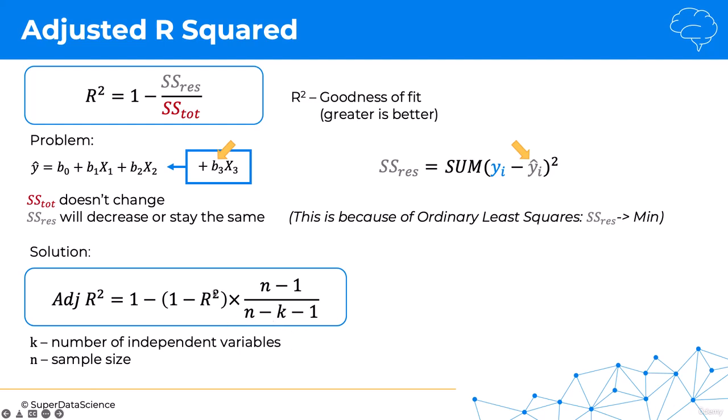So basically, it's only worth adding an extra variable if R-squared, this original R-squared, increases substantially enough that it compensates for this penalty. So adding new variables becomes something that has to be justified. If it's not justified, then the new variable is not worth adding. And that's what adjusted R-squared is about. It's about making sure that we only add variables when they bring substantial improvement to our model.